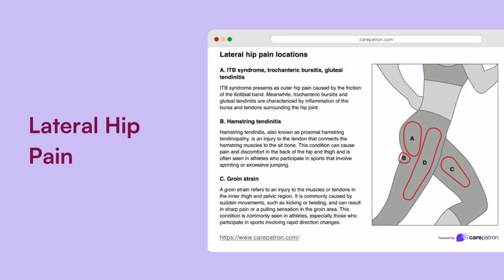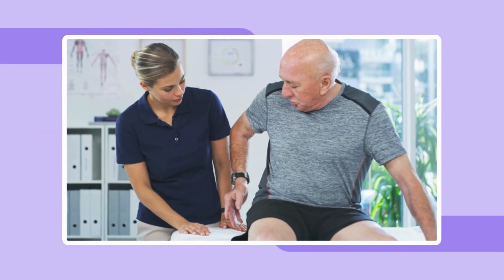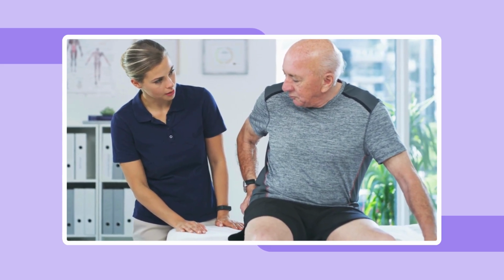Lateral hip pain. This pain is felt on the side of the hip and can be attributed to conditions like bursitis, inflammation of the fluid-filled sacs that cushion the hip joint, hip arthritis, characterized by the wear and tear of joint cartilage, or piriformis syndrome, where the piriformis muscle compresses the sciatic nerve.